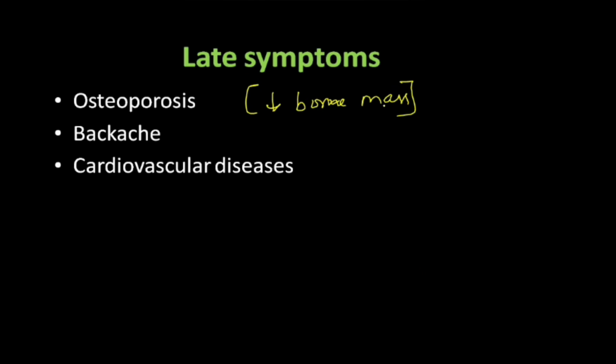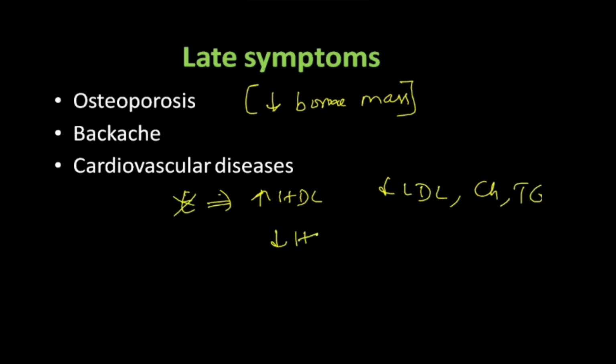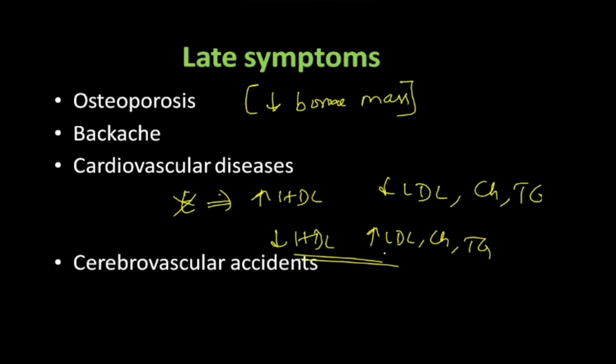Why are there cardiovascular diseases? Normally your estrogen is going to increase HDL level and it reduces LDL, cholesterol and triglycerides. But when there is no estrogen, this is going to reverse. There is going to be reduction in HDL, and an increase in LDL, cholesterol and triglycerides. So therefore they are more prone to develop cardiovascular diseases like atherosclerosis, ischemic heart disease, etc. They can also have cerebrovascular accidents like stroke.